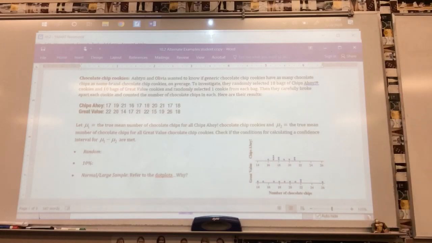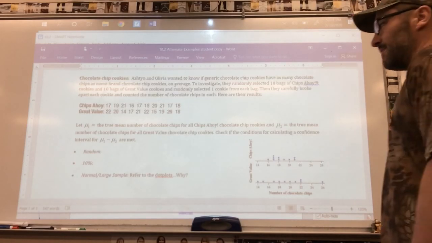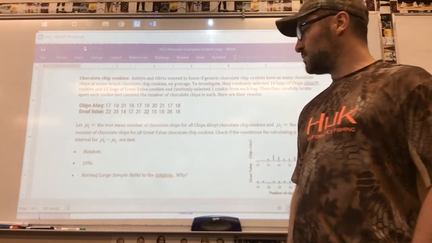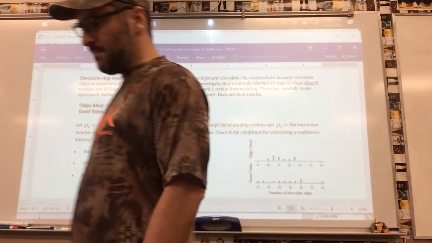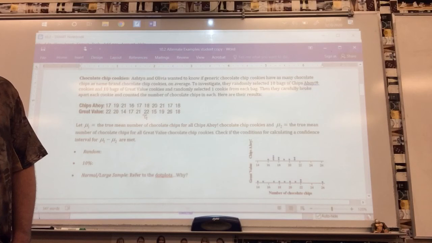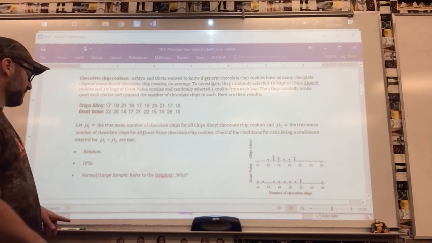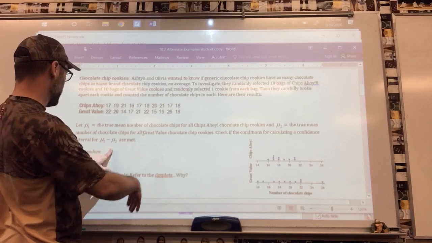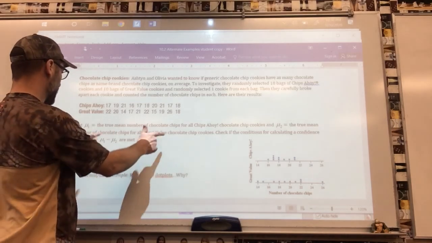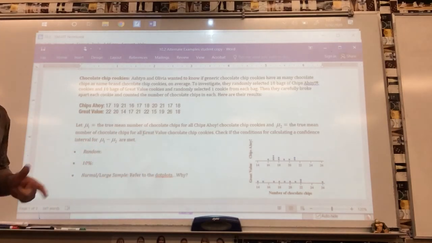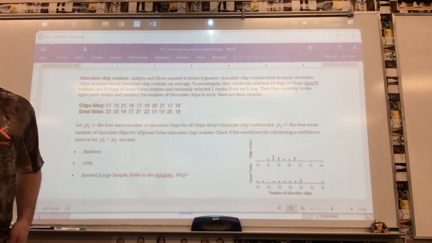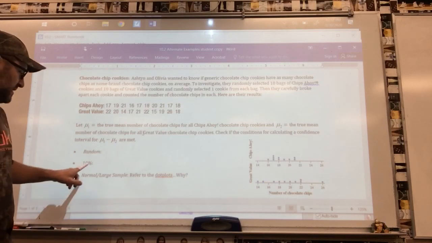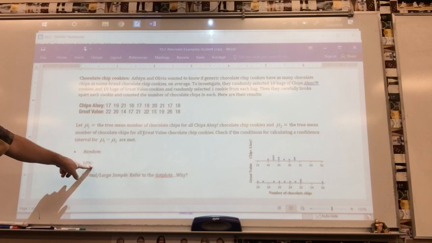Let mu1 equal the mean number of chocolate chips in Chips Ahoy, and mu2 the true mean number of chocolate chips for Great Value. Check if the conditions for calculating a confidence interval for mu1 minus mu2 are met. So, random. You have to check the random condition for both. So you'd have SRS for Chips Ahoy and SRS for Great Value. And I believe it said they were both.